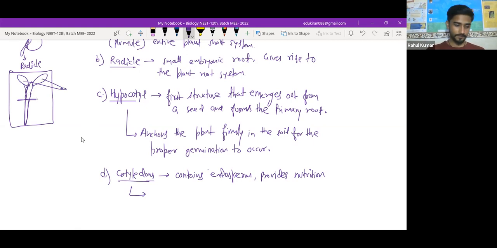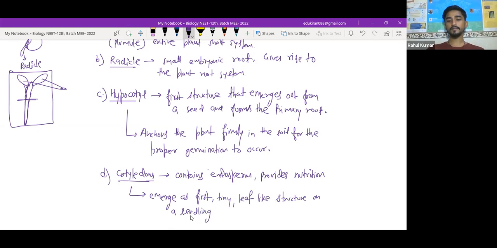So write down: cotyledons emerge as first tiny leaf-like structures on a seedling. Basically, they are not leaves. And over time, they vanish. They are gone. Where are they gone? Why are they gone? Because it's used up, right?